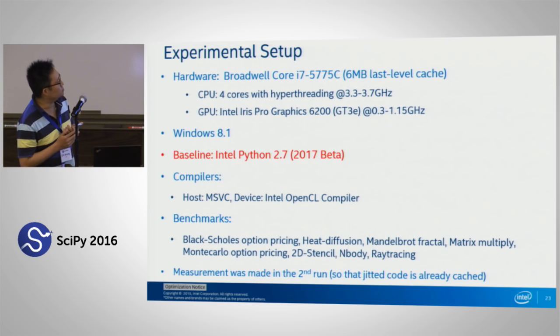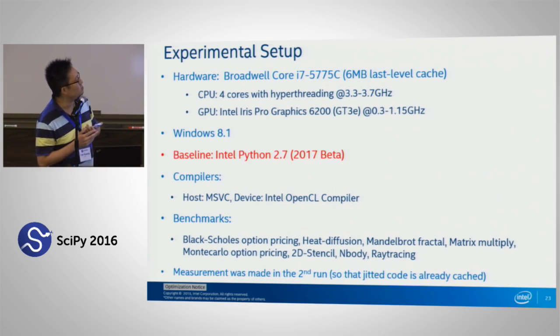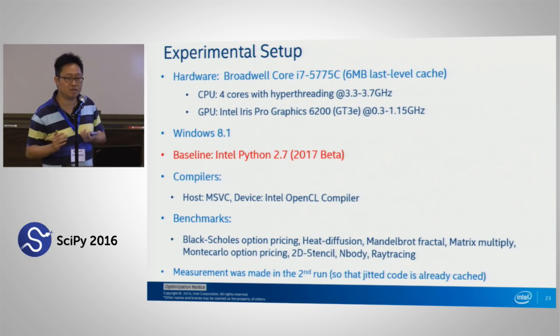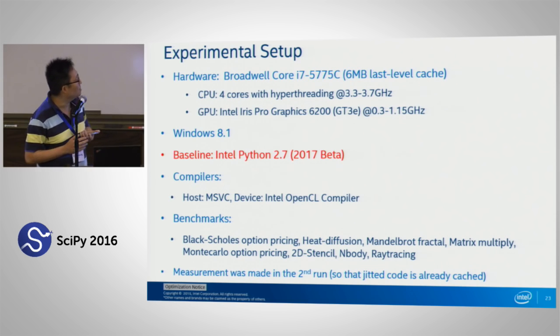The benchmarks we use are Black-Scholes, heat diffusion, Mandelbrot fractal, matrix multiply, multicore option pricing, 2D stencil, N-body, and ray tracing. Those benchmarks I mostly collected from the web. I got some from the Numba example site, and some from institutes, like ray tracing. I think I got it from MIT.